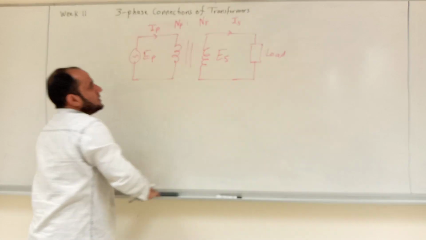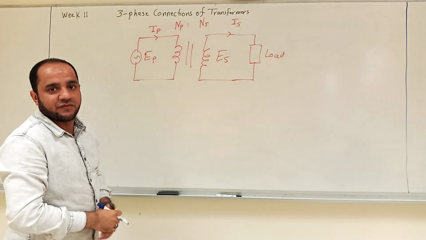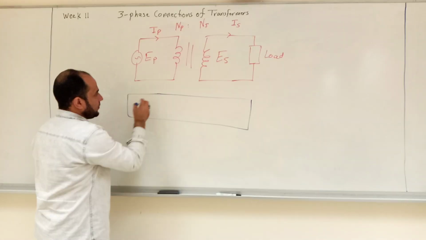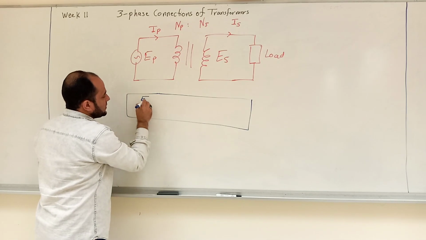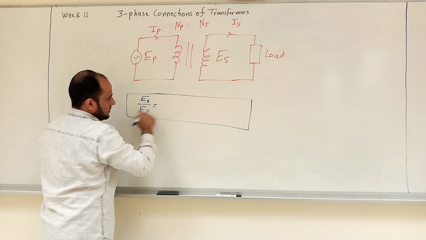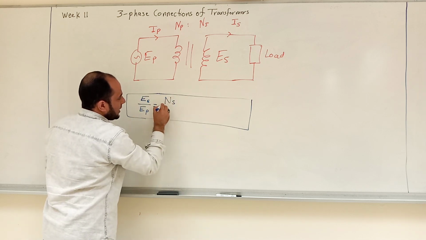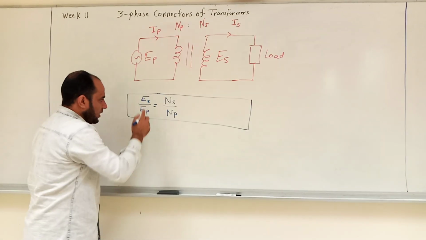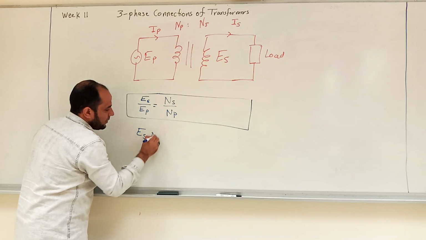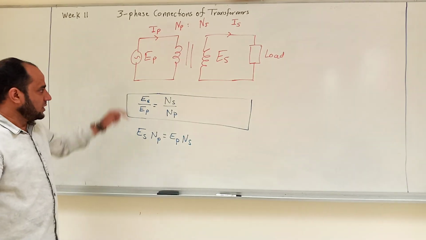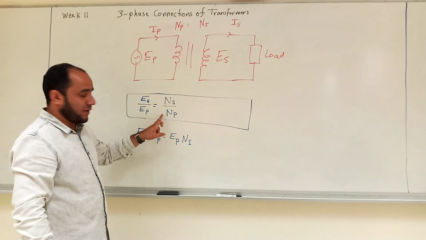Now, what is the relation between voltages, currents, and number of turns? Basically, that's the golden equation for a transformer that everybody should know. For an ideal transformer, ES over EP is equal to NS over NP, right? Cross multiplication will give you what? ES NP is EP NS. That's the cross multiplication. So ES over EP is equal to NS over NP.